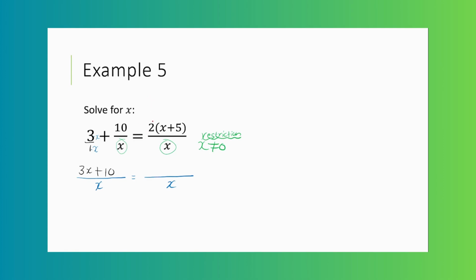And then while we're at it, we can multiply this 2 with each term inside of the bracket. So it's 2x plus 10. Now we see x is the denominator on this side and on that side. Because the denominators are equal, the numerators have to be equal. So we have 3x plus 10 is equal to 2x plus 10.